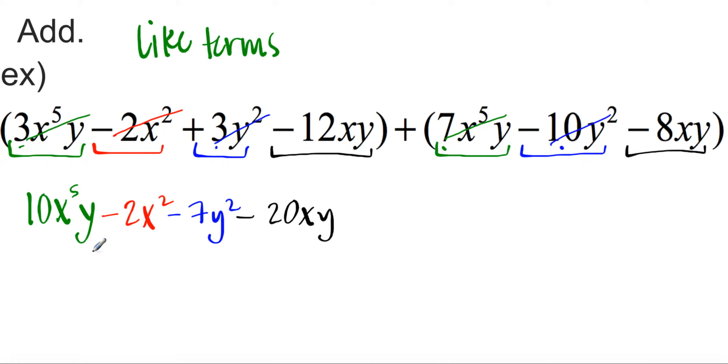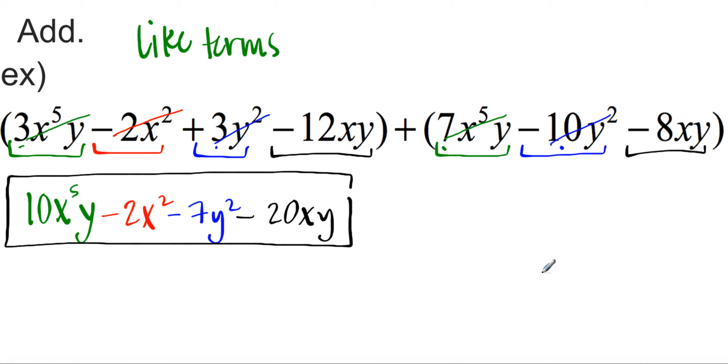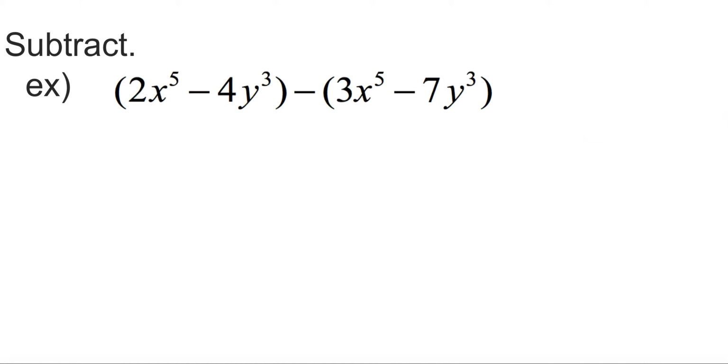And as long as you don't see any terms that have the same variables with the same exponents, you know you've completely simplified the expression. So we are done with this one. Now, fortunately, when we're subtracting polynomials, it's really not much different. We're going to add one extra step at the beginning. So here we have the quantity 2x to the fifth minus 4y cubed minus the quantity 3x to the fifth minus 7y cubed. So we've got subtraction this time.